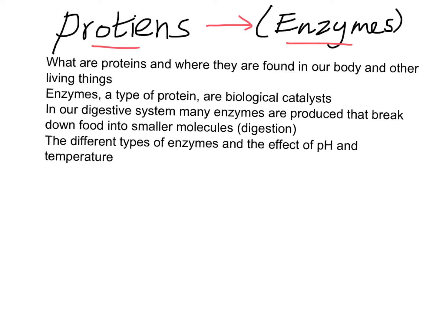Okay, so in this lesson we're going to be looking at what proteins are and where they are found in our body and other living things including plants, and enzymes, a type of protein, and understand why they are known as biological catalysts and their importance, structure and function. We'll also look at how different types of enzymes play a huge part in our digestive system in digesting and breaking down the food we eat. And we'll also look at how they break down food into smaller molecules, which is known as chemical digestion.